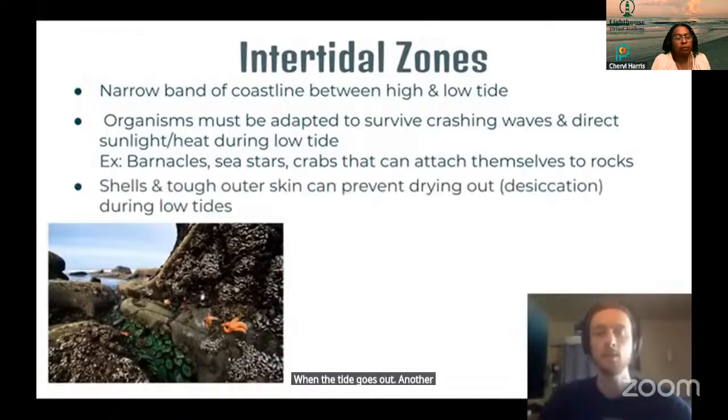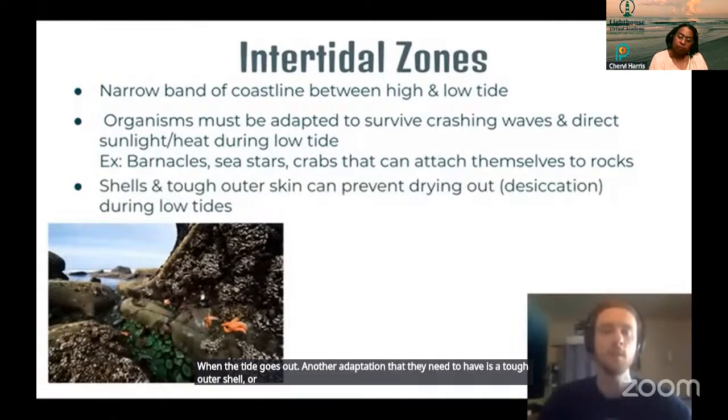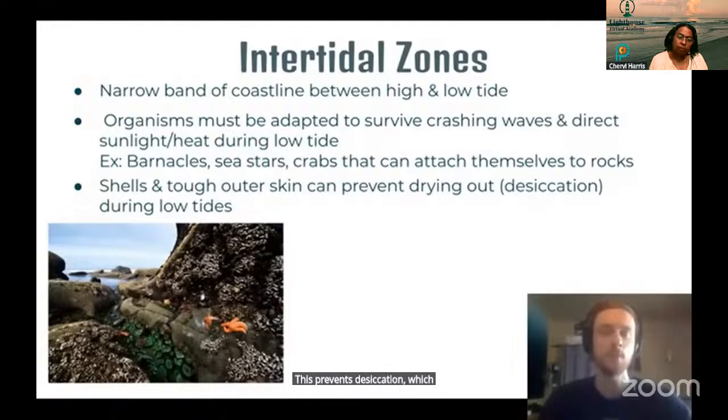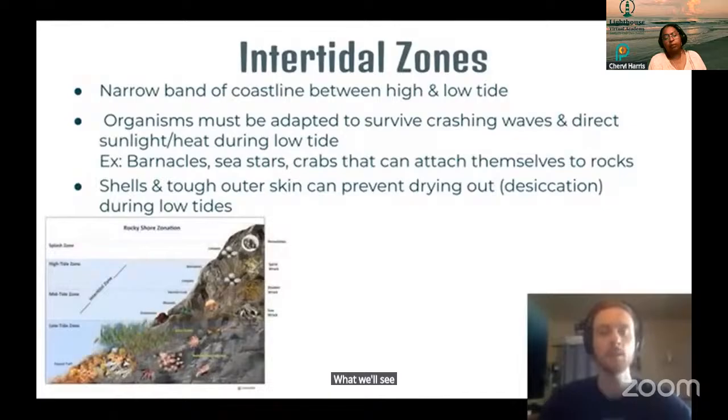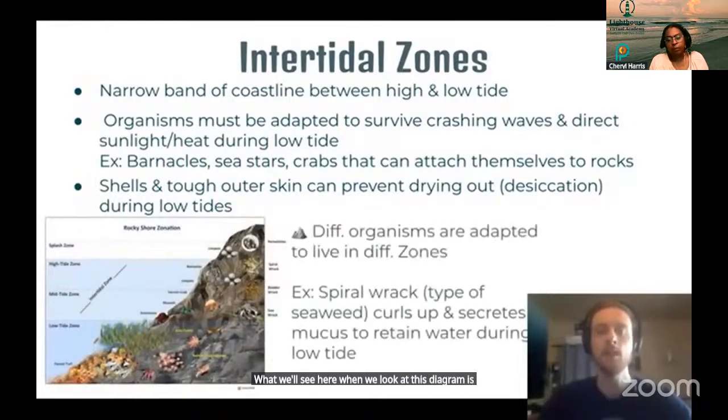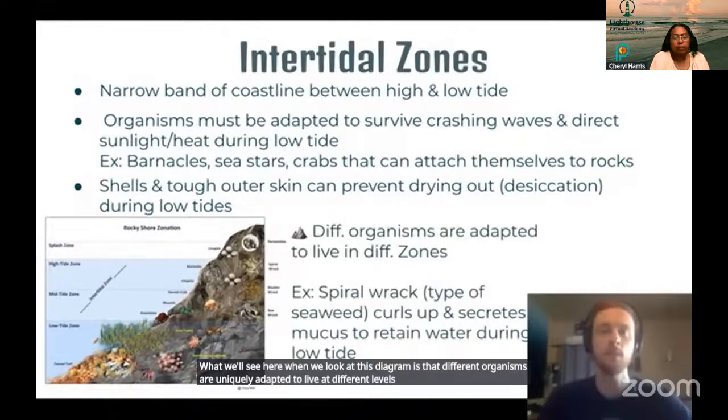Another adaptation that they need to have is a tough outer shell or tough skin that prevents them from being dried out by that harsh sunlight that they're going to be exposed to at low tide. This prevents desiccation, which is basically the drying out of the organism. What we'll see here when we look at this diagram is that different organisms are uniquely adapted to live at different levels of the intertidal zone.